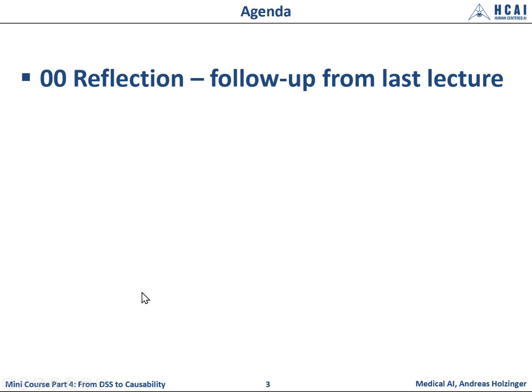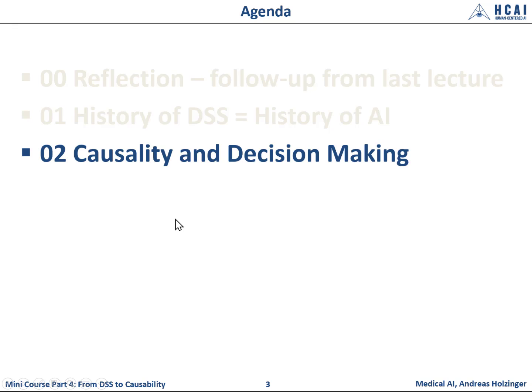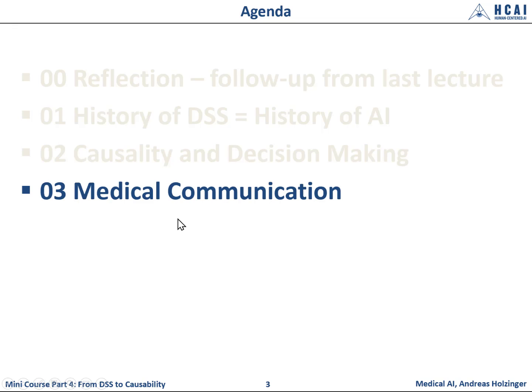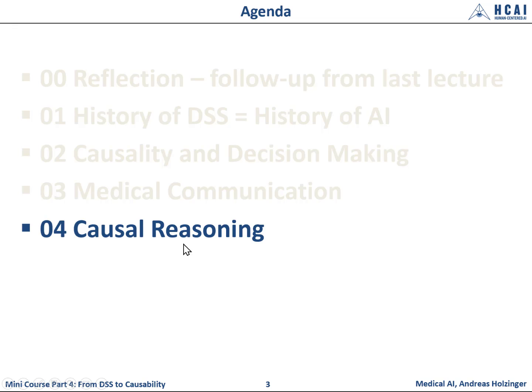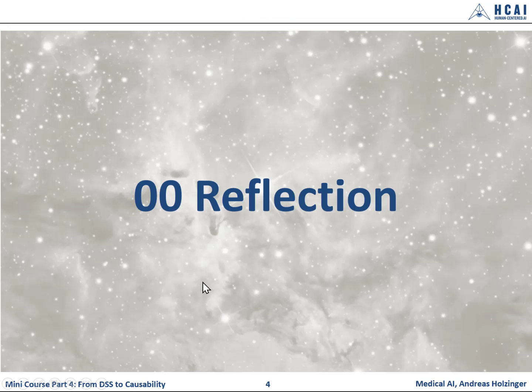Let's look at our agenda. At first, as usual, we do some reflection, a follow-up from last lecture. Then we will spend a little bit of time on the history of decision support systems, because this is at the same time a history of AI. Then we will see how causality and decision making fit together. A little bit of digression on medical communication, and that brings us directly to causal reasoning, and we finalize with interpretability. So let's start with the reflection.